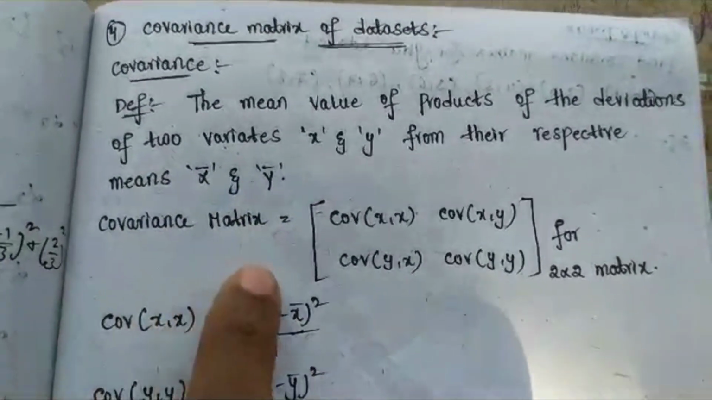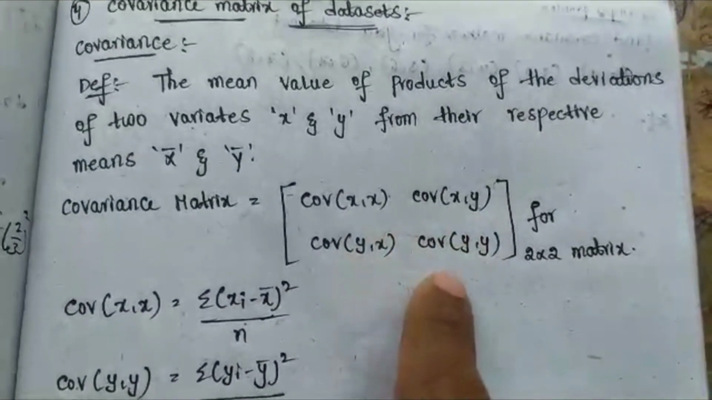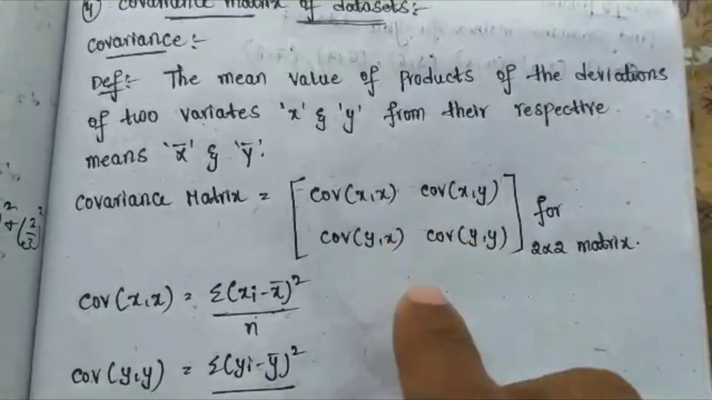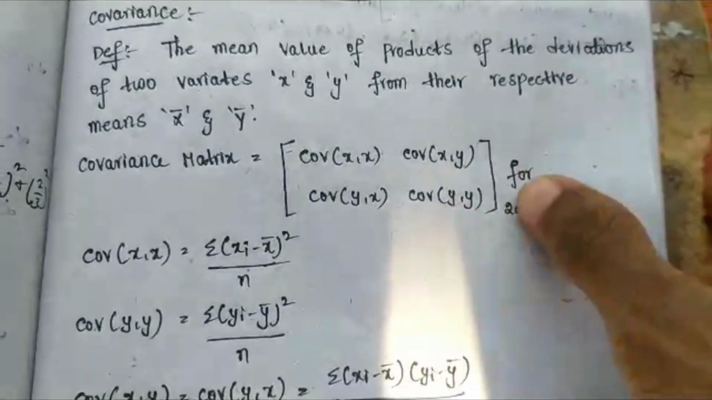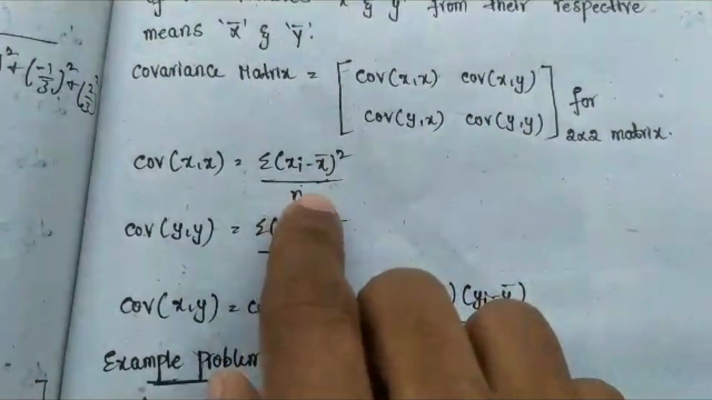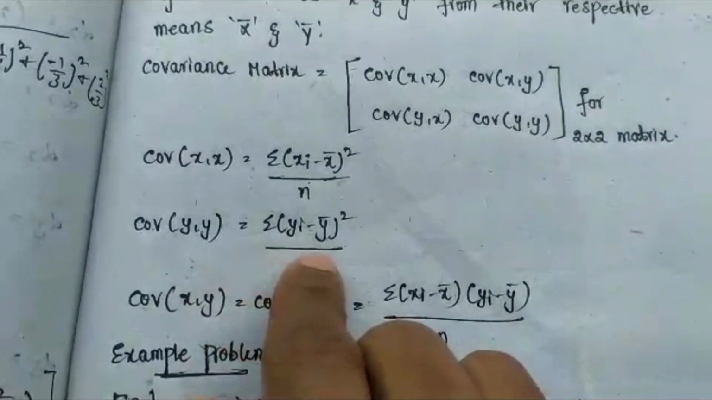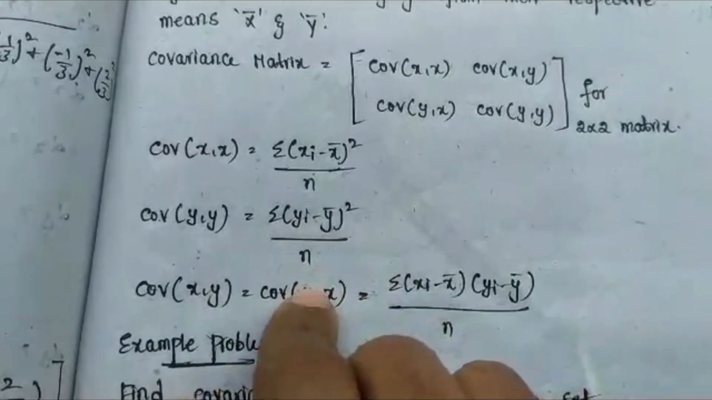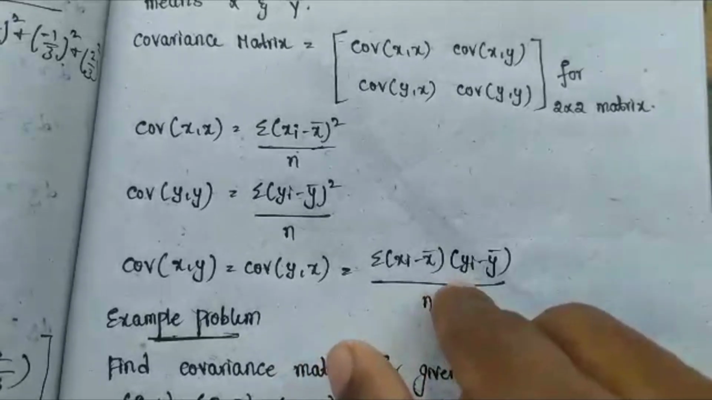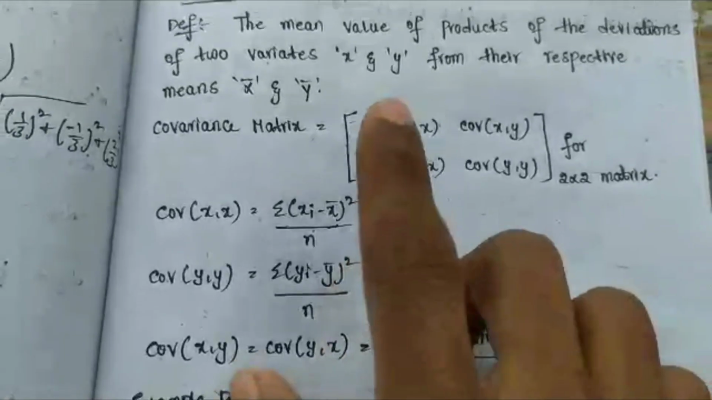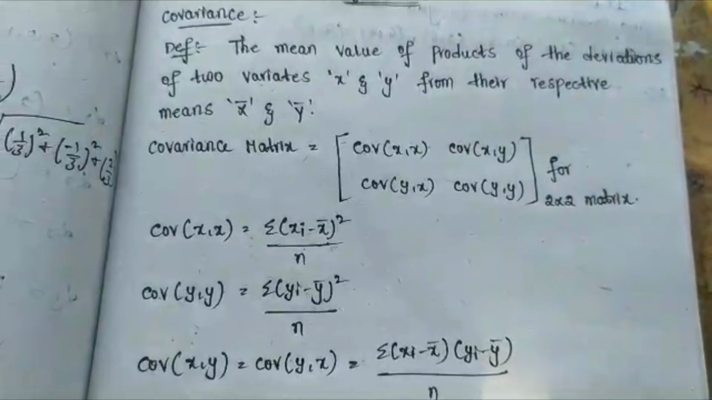The covariance matrix is represented as covariance of x, x, covariance of x, y, covariance of y, x, covariance of y, y, a 2 by 2 matrix, and for three variates it is a 3 by 3 matrix. The formula for covariance of x, x equals summation xi minus x bar whole square by n, covariance of y, y equals summation yi minus y bar whole square by n, whereas covariance of xy equals covariance of yx equals summation xi minus x bar into yi minus y bar by n. By using the above formulas, you can identify the covariance matrix of any given data set.